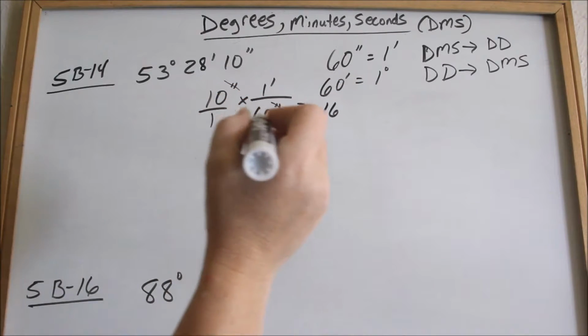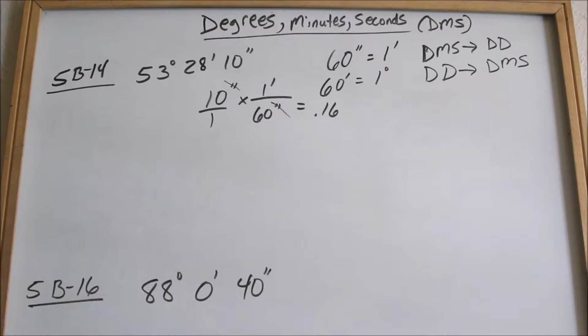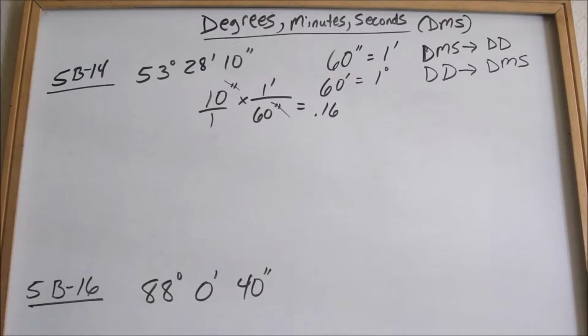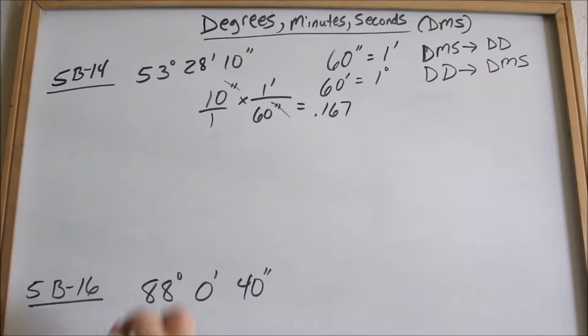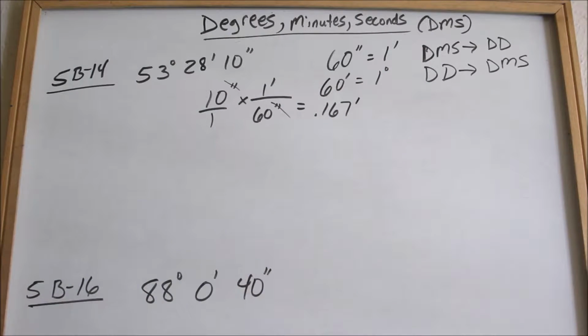0.16. I'm just going to go to 3 decimal places. I think it says to round the first step to your hundredths and then the final decimal to the thousandths. So I'm just going to go ahead and do everything to 3 decimal places for right now. So that would be 0.167. So 10 divided by 60, 10 seconds is 0.167 minutes.